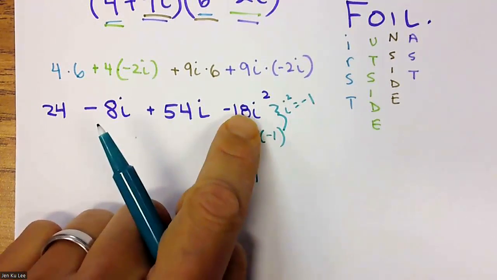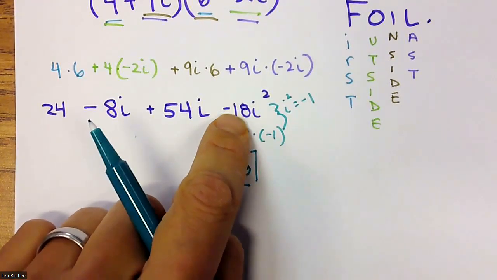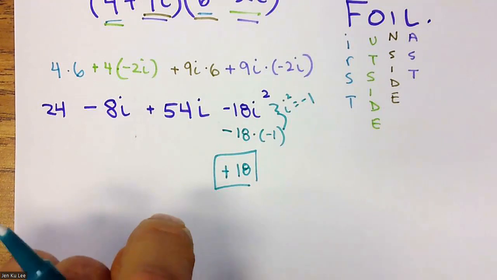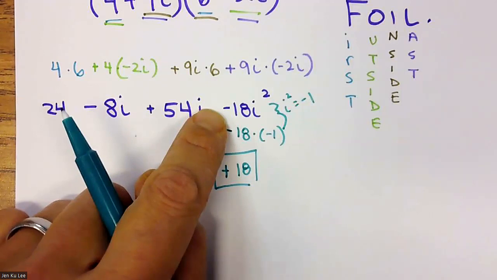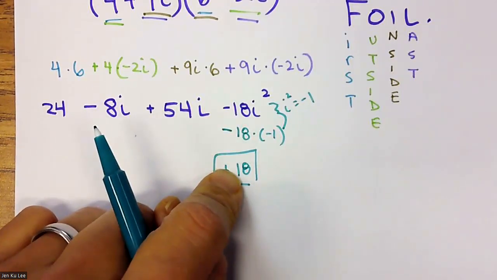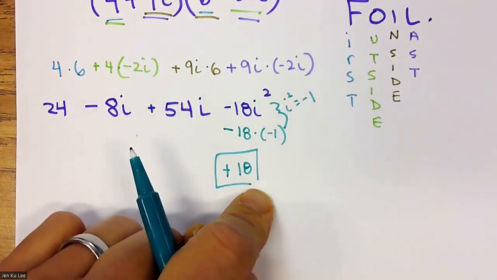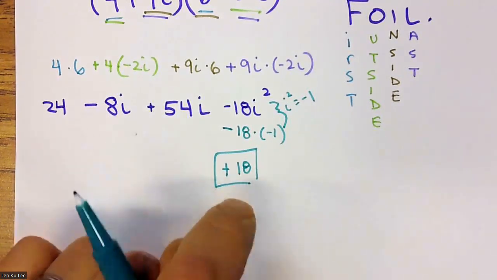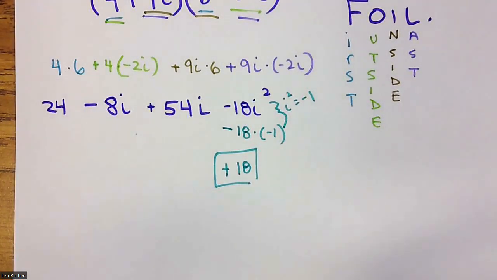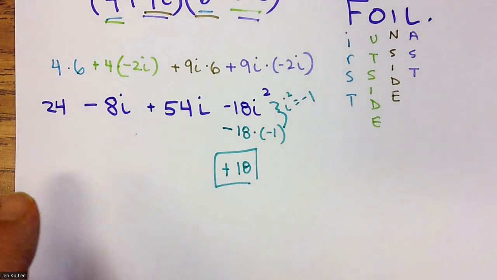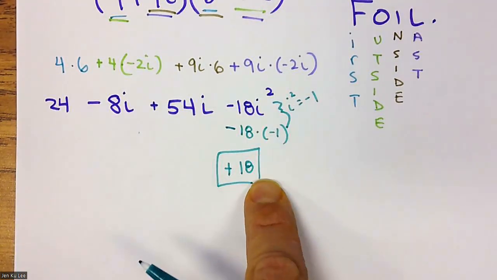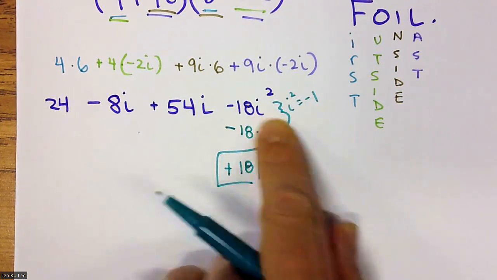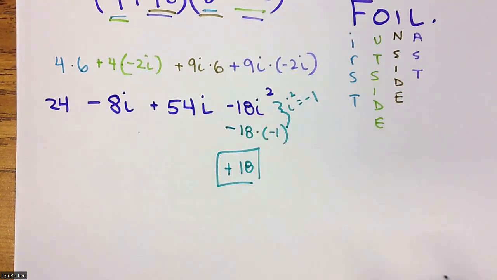So whenever you see a number times i squared, all we're doing, class, is we're just switching the sign, okay? So from here on out, I'm just going to switch the sign. I showed you guys the reason why. Now I'm just going to use the shortcut. If it's a positive 18i squared, it just becomes negative 18. If it's a negative 18i squared, it just becomes a positive 18. We're literally just switching the sign. We're just getting rid of the i squared.